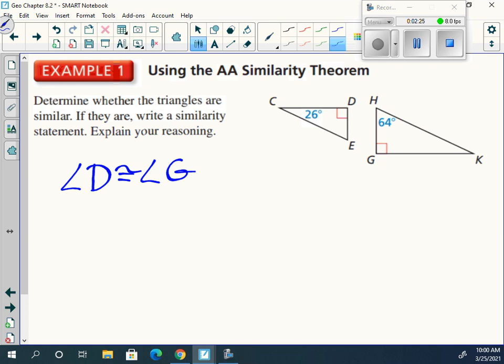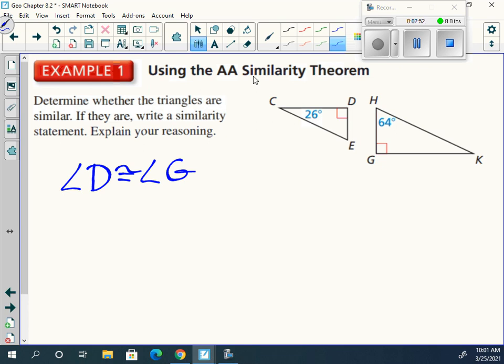So C is 26 and H is 64, yes? So they're not the same. Right, we need them to be congruent. So in this triangle here, because we do have a right angle, the other two acute angles have to add together to be 90 degrees. And what we're really doing is we're trying to find out what angle E and angle K are.